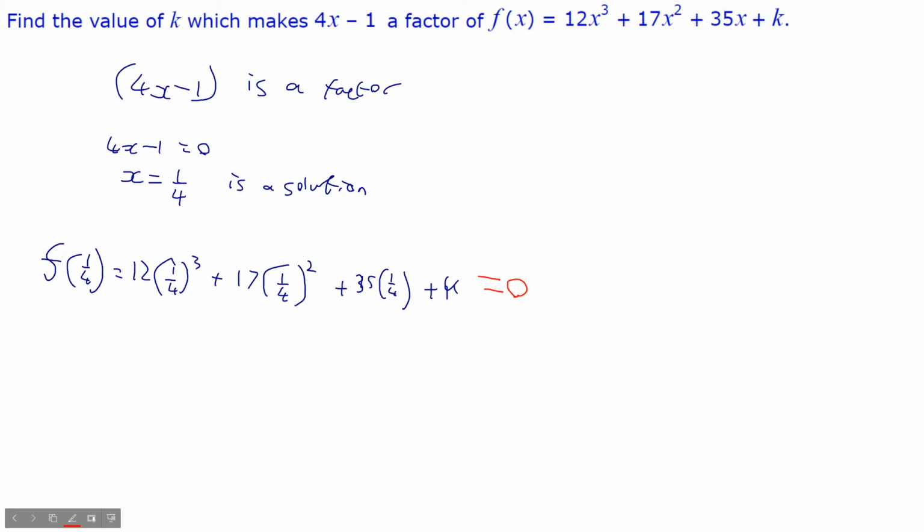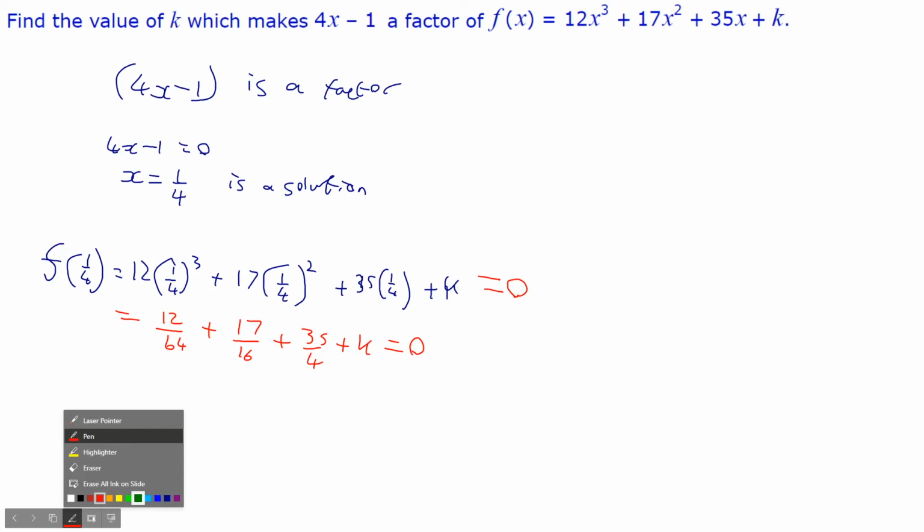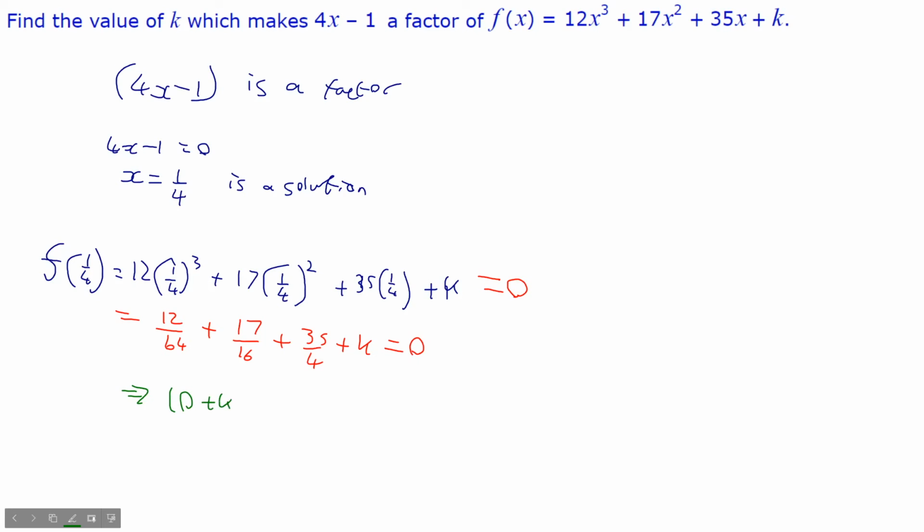So now, what we're going to do is evaluate all of this. So this is just going to be 12 over 64 plus 17 over 16 plus 35 over 4 plus k is equal to 0. When we evaluate all of this, we get 10 + k = 0, and so therefore k is equal to -10.